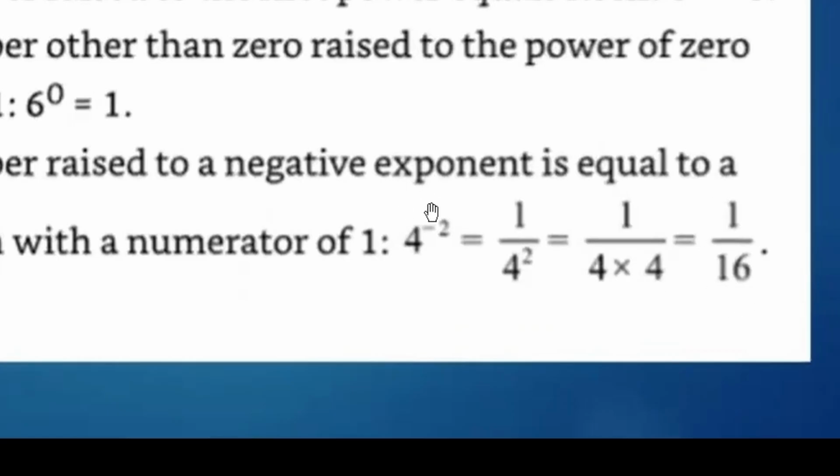If this was, let's say, negative 3, then you would rewrite that as 1 over 4 cubed, or 4 raised to the power of 3, which is 4 times 4 times 4. 16 times 4 is 64. 4 cubed is 64. But anyway, 4 raised to the power of any negative number is just simply 1 over the base and the exponent without the negative sign. Okay, that's a simple way of thinking about it.